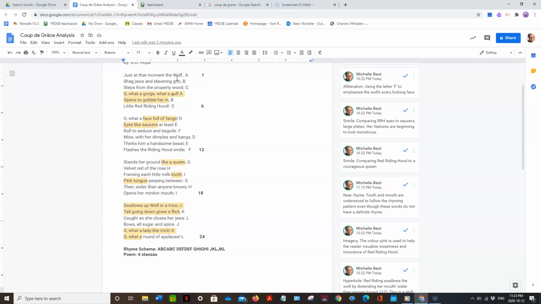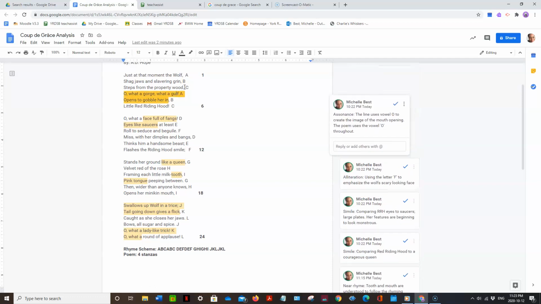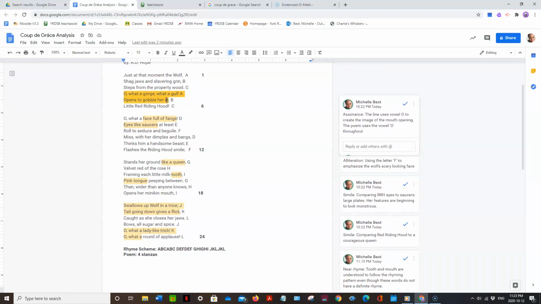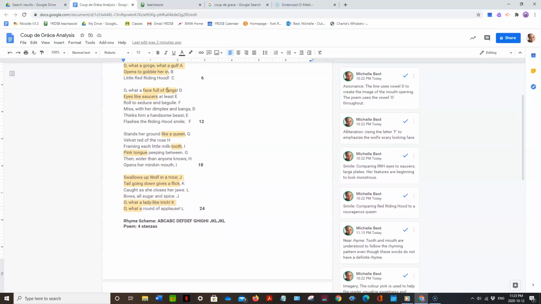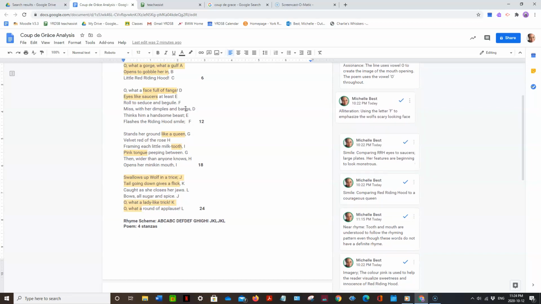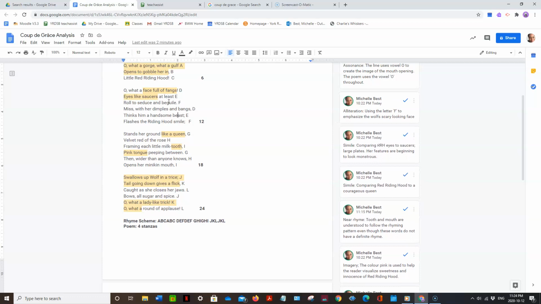would have a similar sound, like wolf and gulf. Letter B, grin and in. Letter C, wood and hood. He then switches to a new sounding word, and therefore the next letter in the alphabet. So we go from A to Z. Fangs, bangs, least, beast, beguile, and smile.